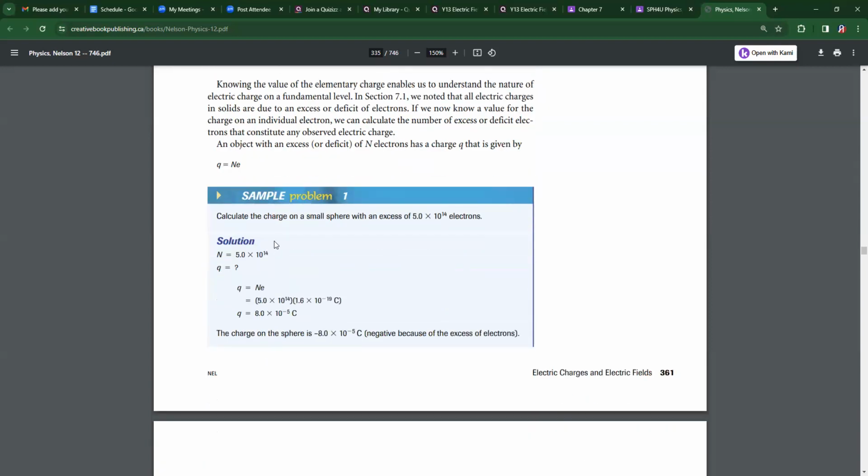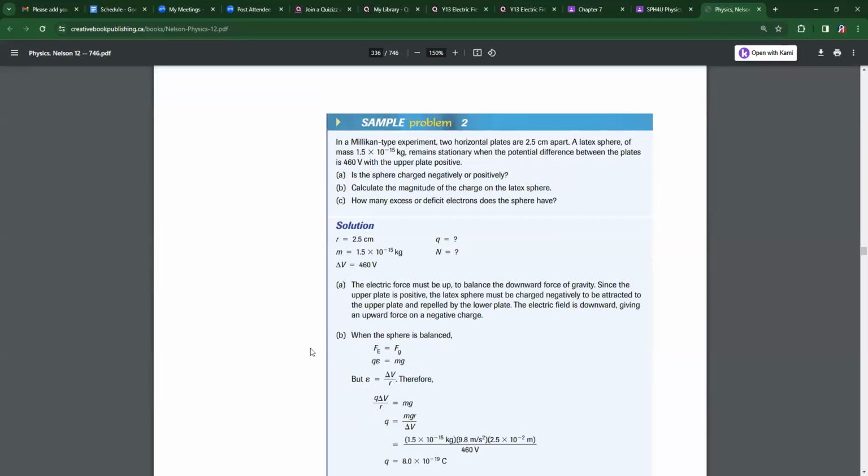And here is just an example of how we can apply it. If you have so many electrons and you need to find the charge of a small sphere, Q is the charge of the small sphere. It's the number of electrons multiplied by the charge of one electron, which gives you such a big charge.